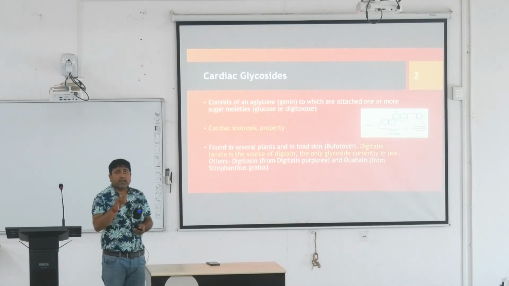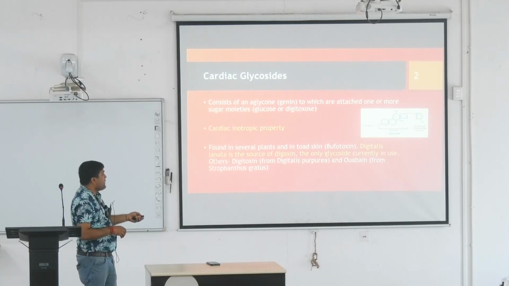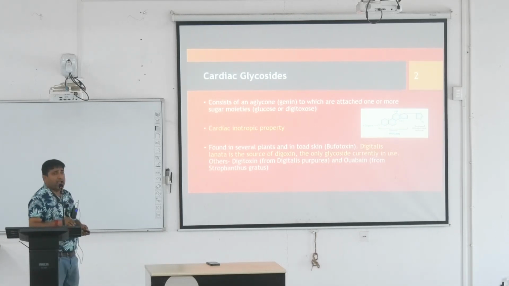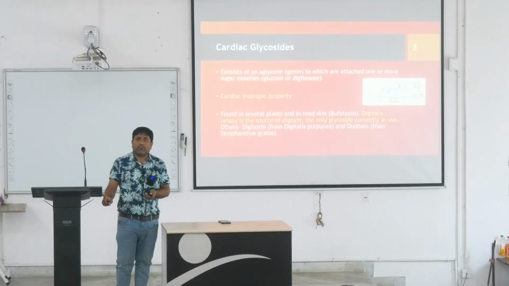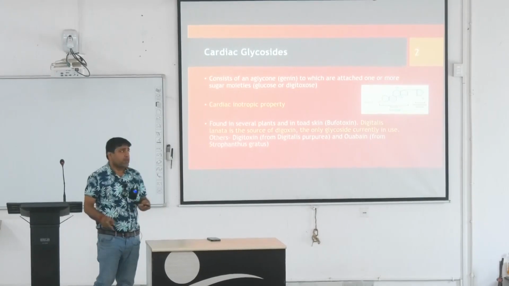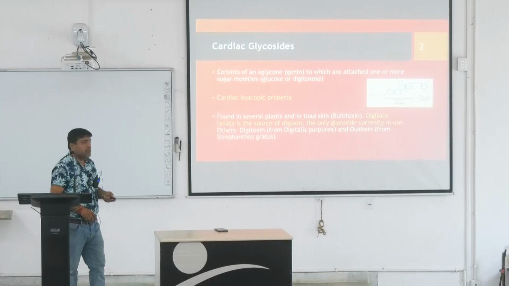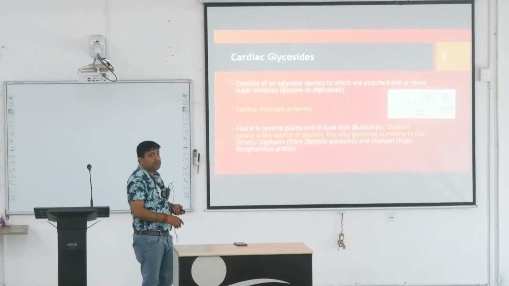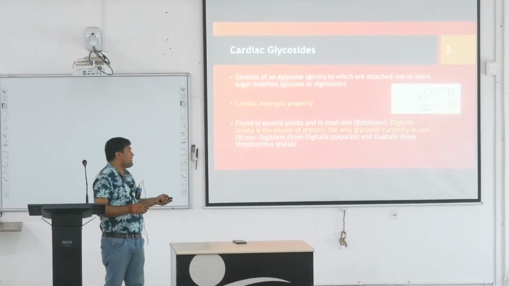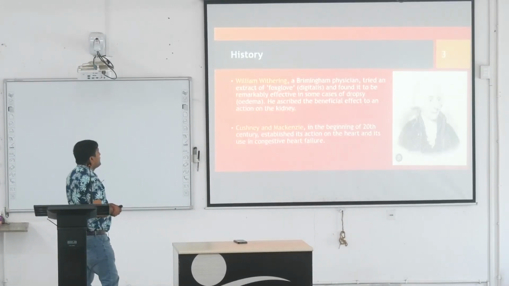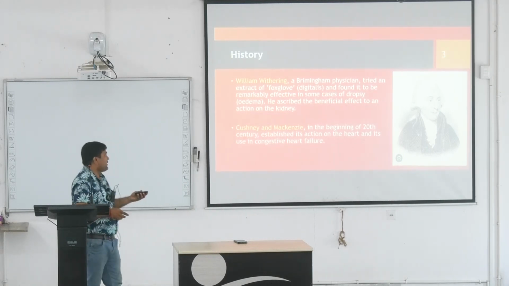Now, cardiac glycosides are known as digoxin, digitoxin, ouabain and others. And as said earlier, digoxin is the only cardiac glycoside that is currently in medical use. The source of digoxin is Digitalis lanata, while the source of digitoxin is Digitalis purpurea, and the source of ouabain is Strophanthus gratus. Now, the history of digoxin or the cardiac glycosides.